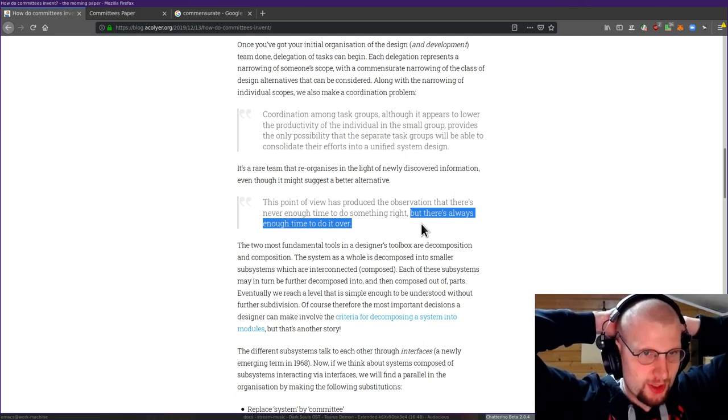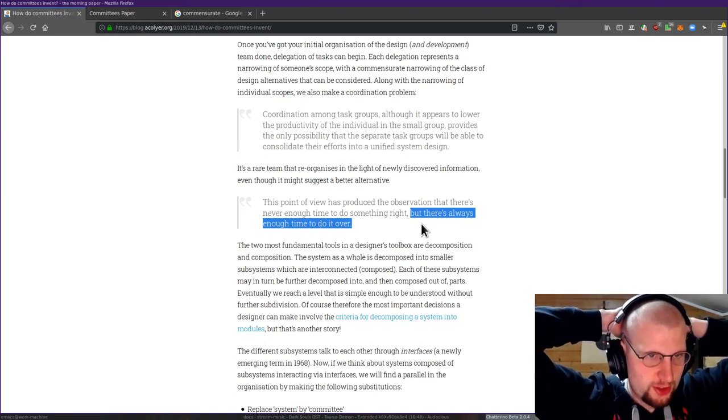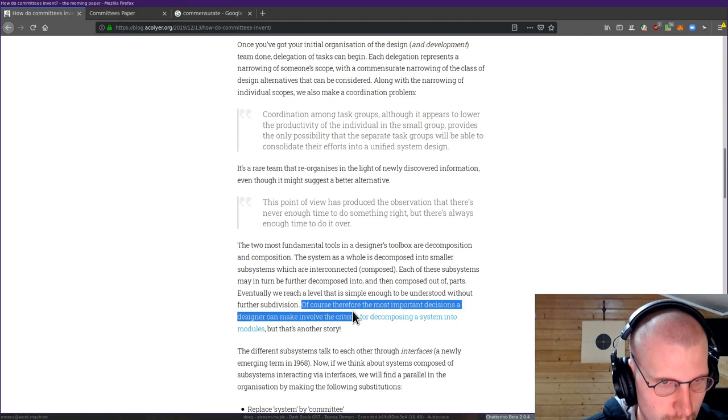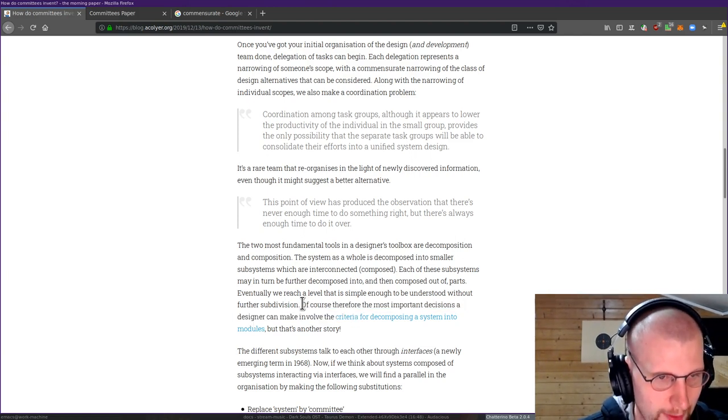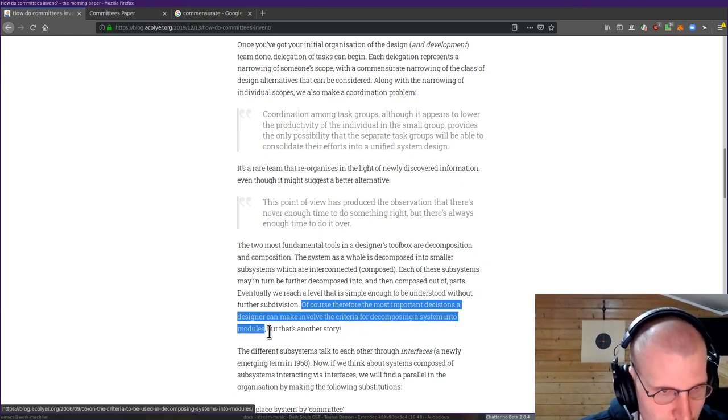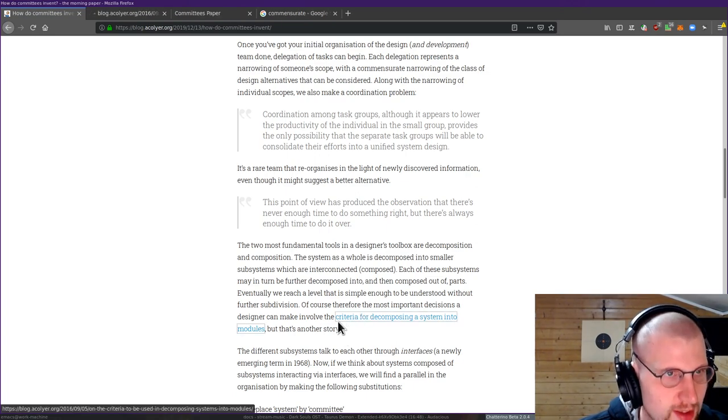The most fundamental tools in a designer's toolbox are decomposition and composition. The system as a whole is decomposed into smaller subsystems which are interconnected, composed. Haskell, man, can do function composition. Each of these subsystems may in turn be further decomposed and then composed out of parts. Eventually we reach a level that is simple enough to be understood without further subdivision. Of course, therefore, the most important decisions a designer can make involve the criteria for decomposing a system into modules. But that's another story. Wait, this is another paper.